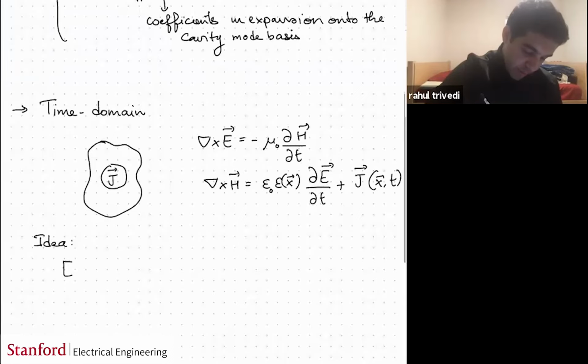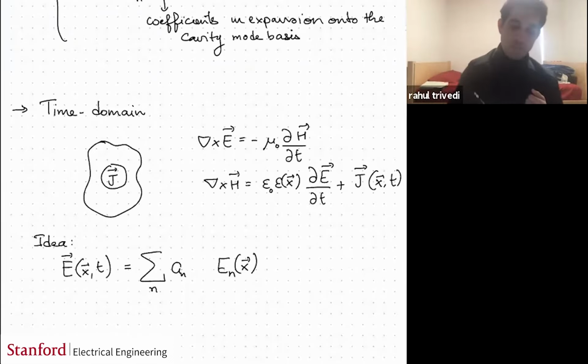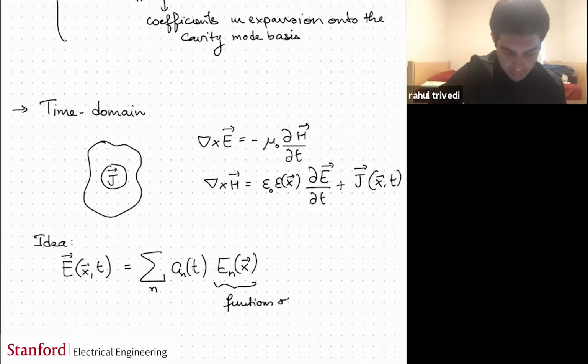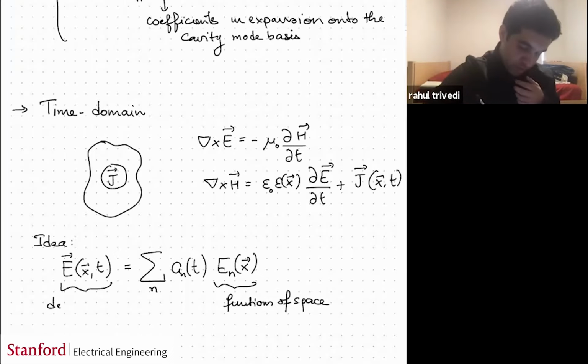So you could say that my electric field E, which is a function of x and t, I can expand it as a superposition of these cavity modes, and these coefficients would then change with time, right? Because you're taking a function of space and time, you're expanding it onto functions of space, right? So at each time, the projection of this electric field, which depends on both x and t, is going to change with time, right? So these are therefore time dependent.